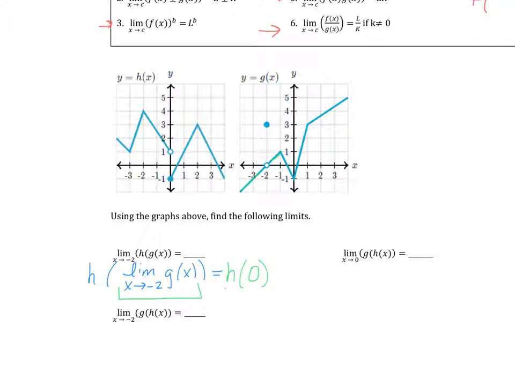Now, what is h of 0? Looking at the h graph, does it have a closed dot at an x value of 0? And you go, yeah, I see it right here. So that limit would be equal to -1. Okay? So I want you to try to do the other two. Remember, just pause the video real quick and then unpause it when you have tried those on your own.